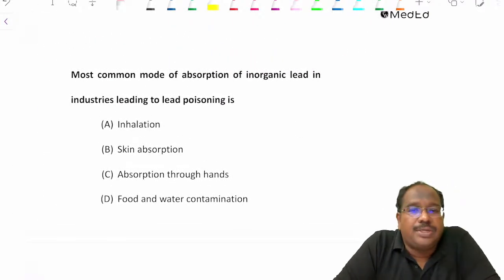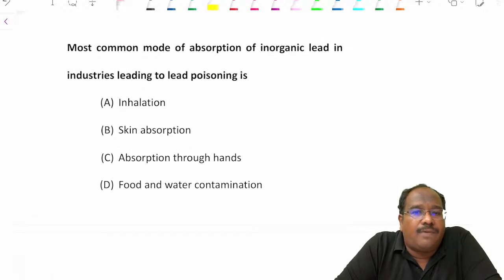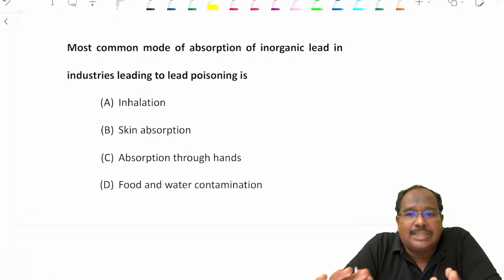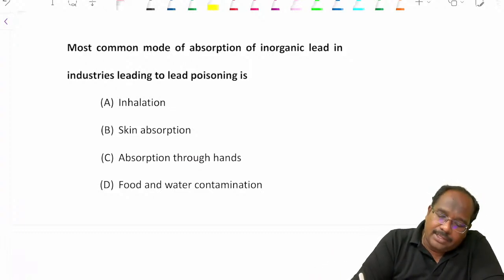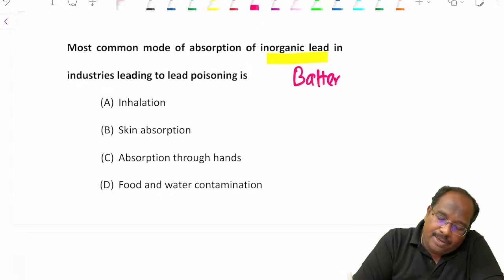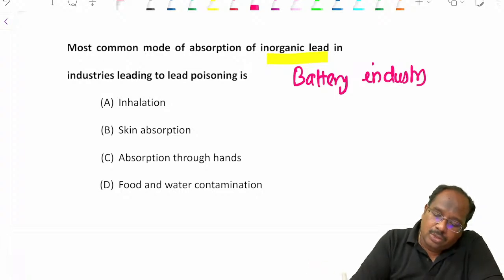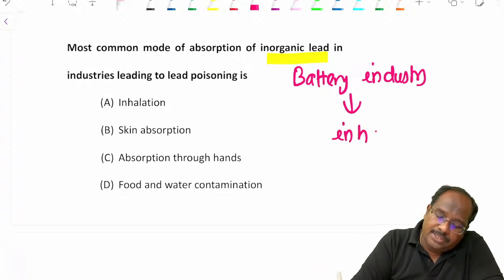What is the next question? Yes, the most common mode of absorption in inorganic lead is... So we have these two types, organic and inorganic lead. The inorganic lead is commonly seen in the battery industry and shipbuilding. These are the areas where you will see inorganic lead. So basically the most common route is inhalation.